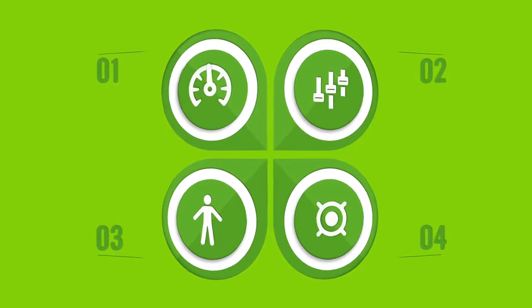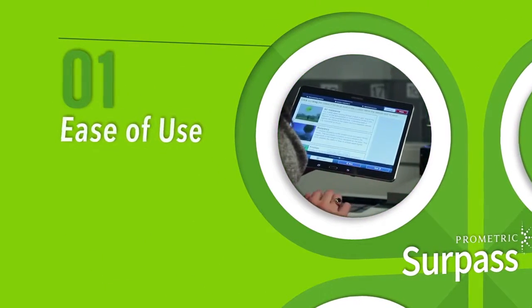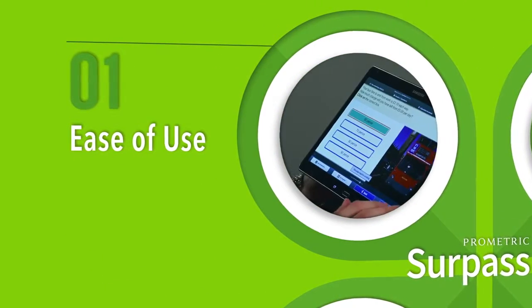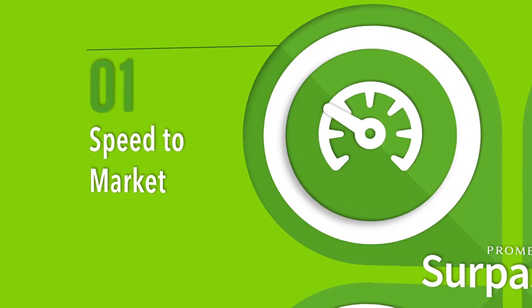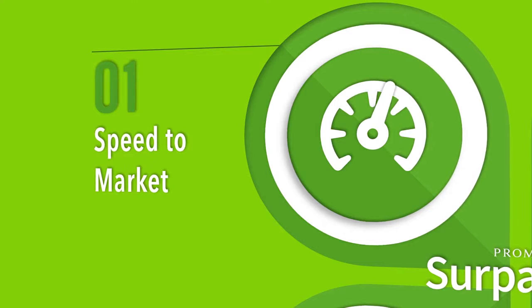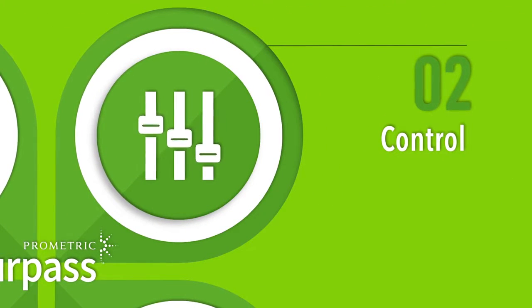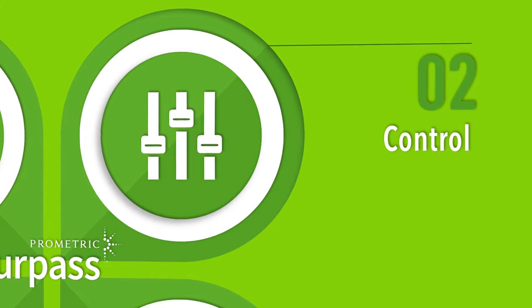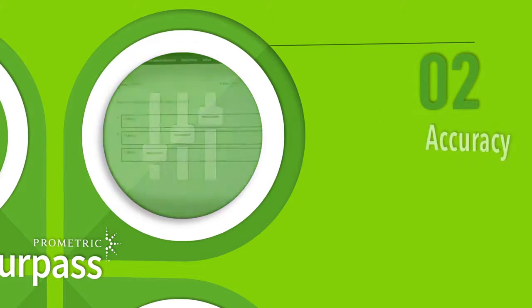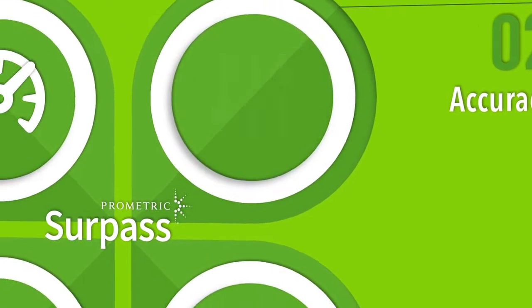When you think about Prometric Surpass's integrated design for end-to-end testing, the benefits are many, including ease of use. The system's content creation and exam administration functions are intuitive and easy to navigate. Speed to market, resulting from efficient content creation and exam publishing processes. Control. As all content, exam administration, scoring, and analyses are within the system, your control over your content and test results is unparalleled. Accuracy. Content touchpoints are greatly reduced, eliminating opportunity for error.